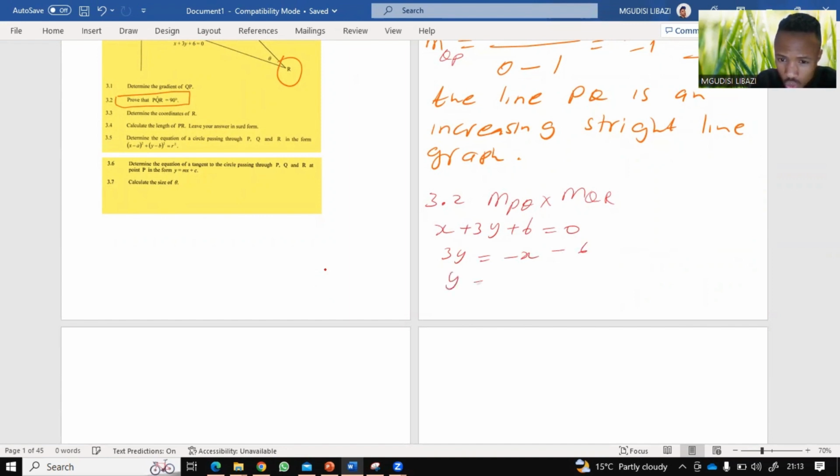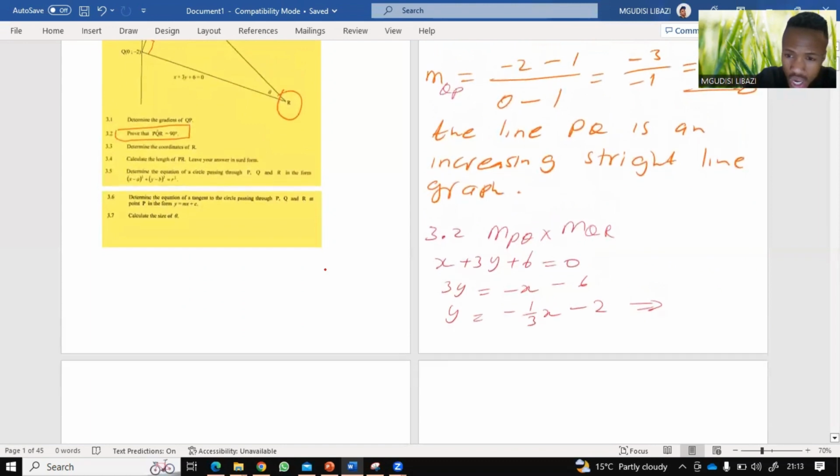So we're going to get y is equal to negative 1 over 3x and then minus 6 divided by 3. That is going to give us 2. And then that is the equation for the line there, which is QR. So there is the equation of QR in standard form.